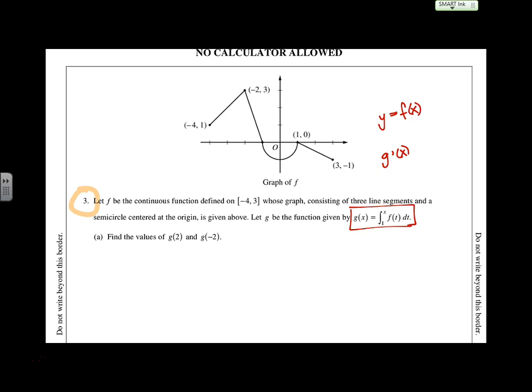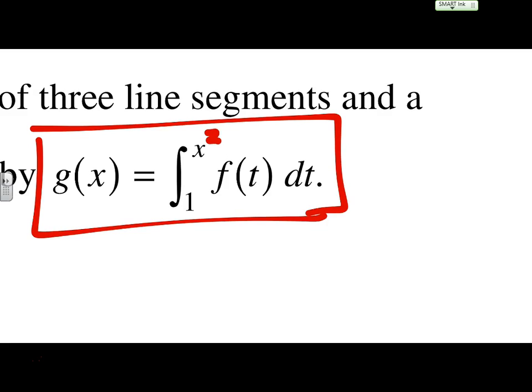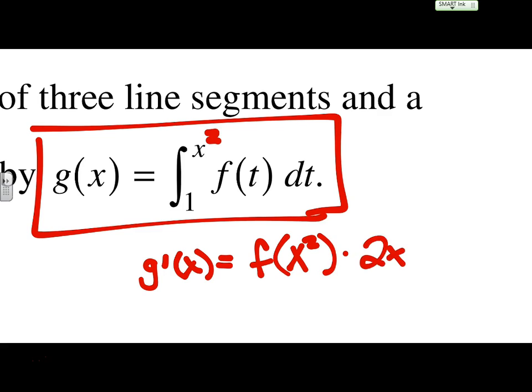Guys, what would g prime equal just before we even start the FRQ? That's from FTC, f of x. Question, what if this was an x squared? What would g prime of x equal? f of x squared times 2x. f of u times u prime.